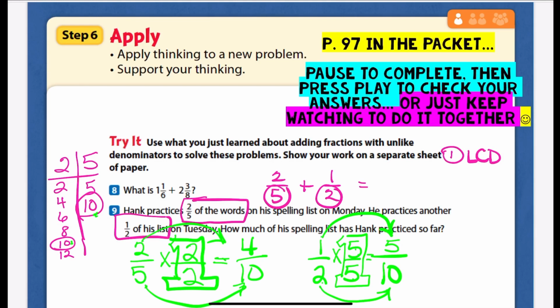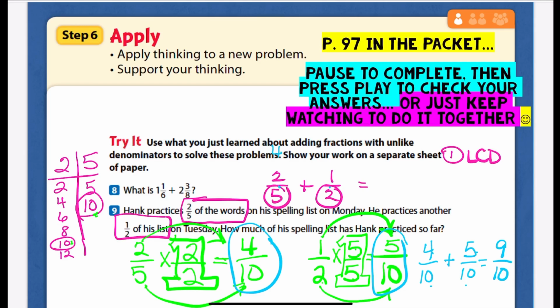Now let's add them together. So we have both of our equivalent fractions that we're just going to add together. So really, it's just the same. This and this is going to be the same as 4/10 plus 5/10. 4 plus 5 gives us 9. Keep our values the same on the bottom, our denominators in tenths. So how much of his list has Hank practiced so far? Hank has practiced 9/10 of his list so far. That would be the complete answer that I would expect from you, because you guys know I love a complete sentence.